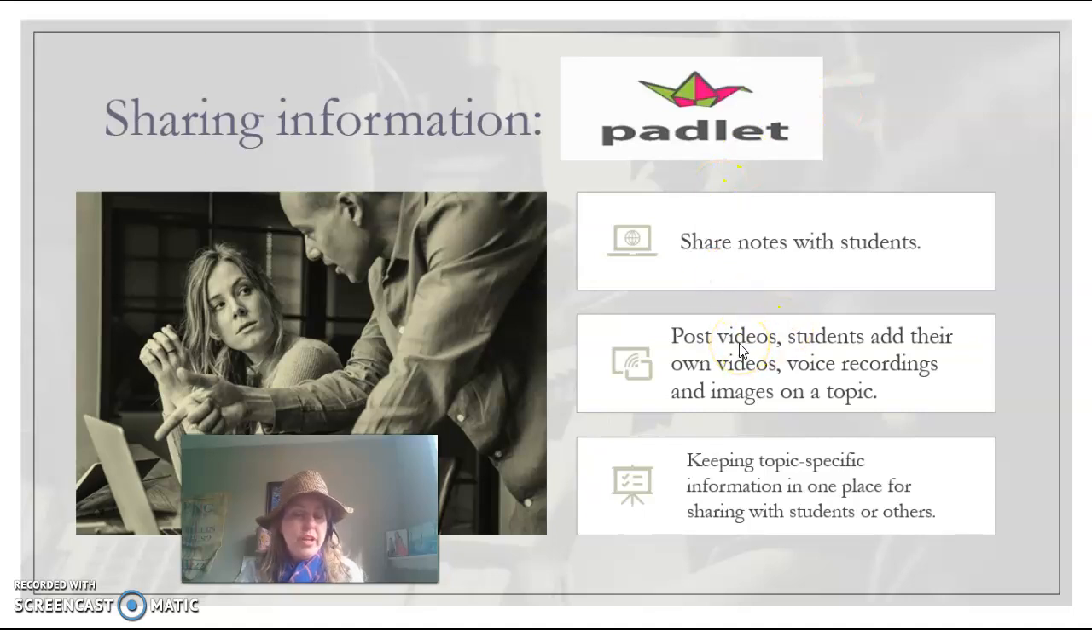Students could also, and you could, post videos in Padlet. Students could add their own videos, voice recordings, and images on a topic. There's even ways to draw within Padlet as well. It is a way to keep topic-specific information into one place for sharing with students and others. I'm going to show you some examples.